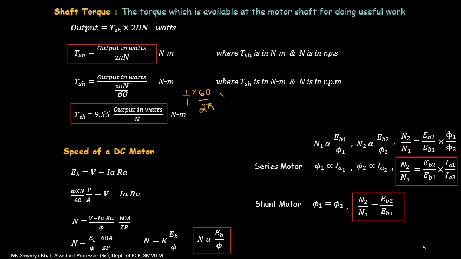multiplied with output, which will be in terms of watts divided by the parameter N. So you will be getting the value of 60 divided by 2 pi as equal to 9.55, output divided by N, which will be expressed in terms of Newton meter. Once again, if I want to express this equation in terms of kg meter, just manipulate the equation by dividing it with a factor of 9.81. So this gives you the shaft torque.